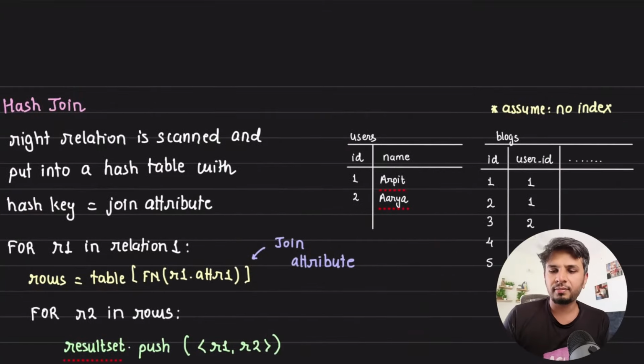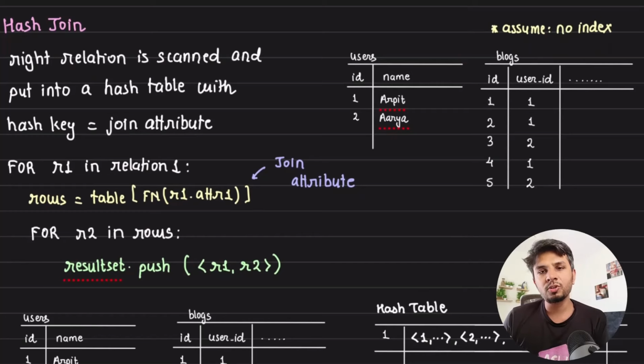The third algorithm that databases can use to perform joins of two tables is hash join. In hash join, the idea is again very simple. You have some sort of preparation that you need to do. And as the name suggests, it has to do something with a hash function. Right? So what do we do?